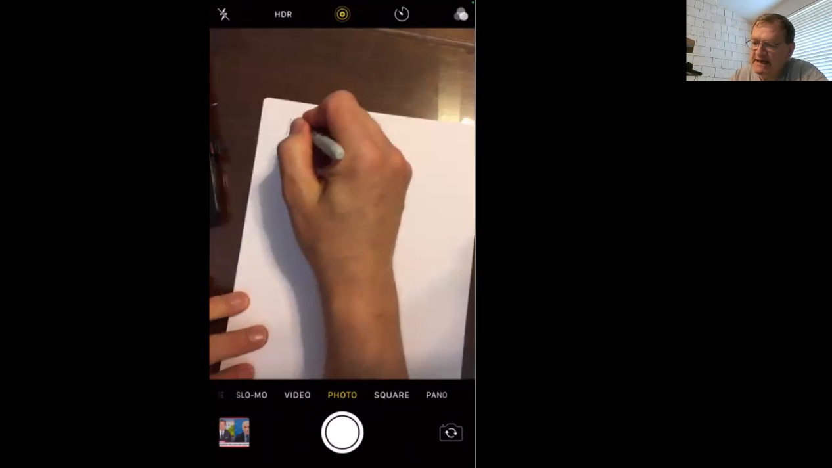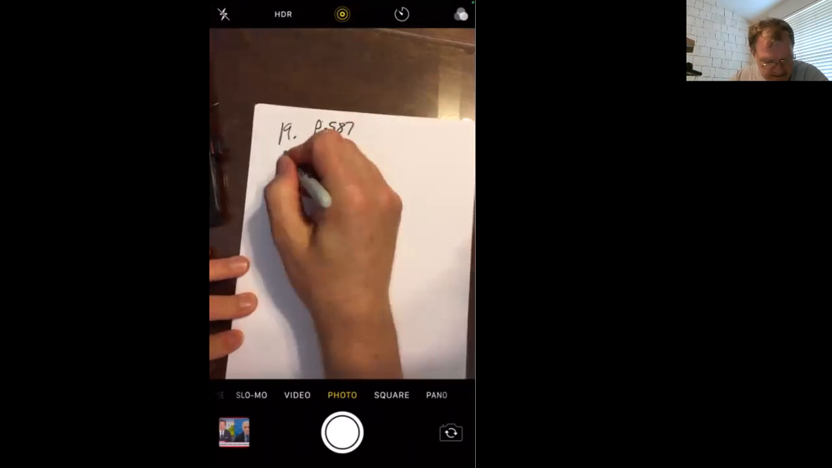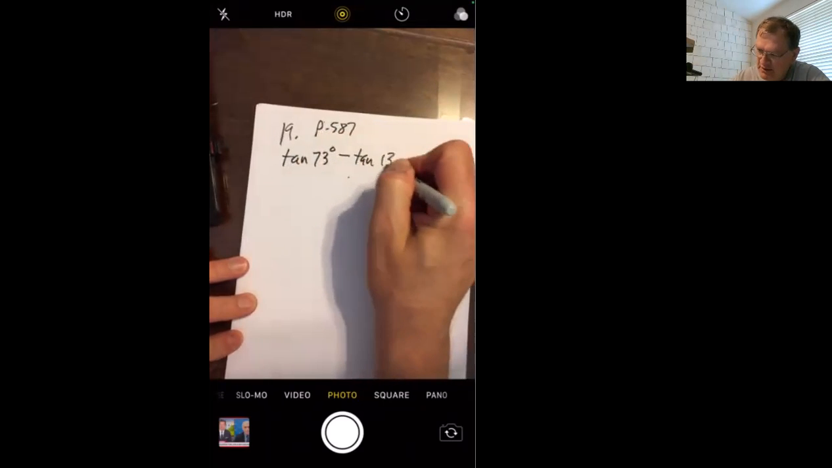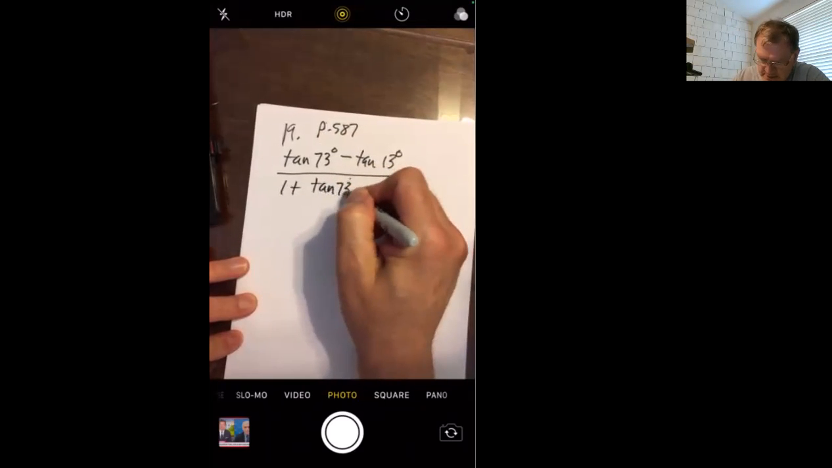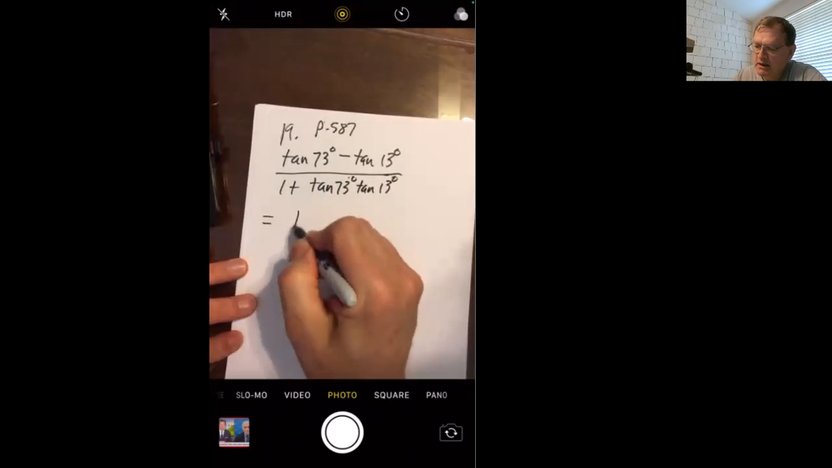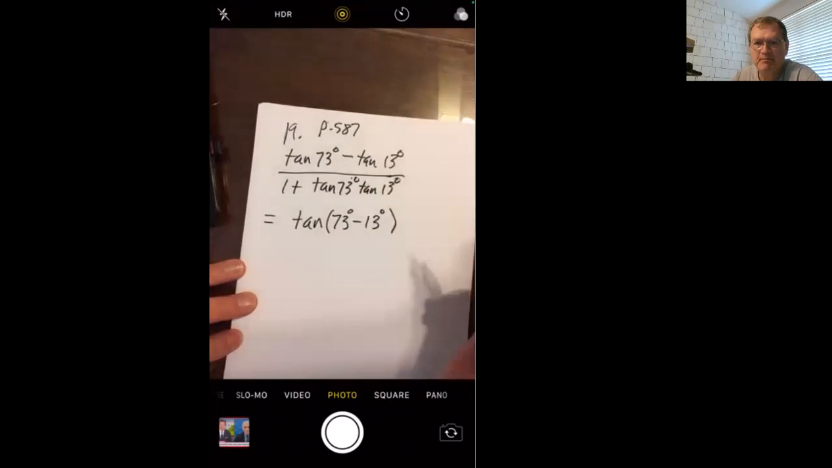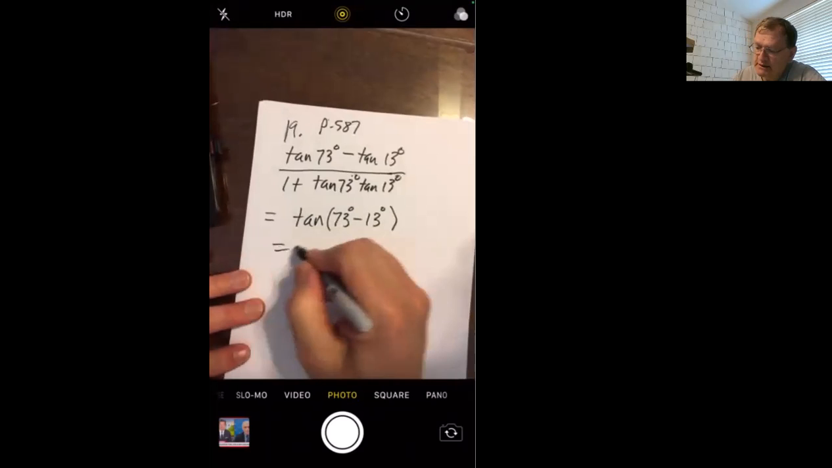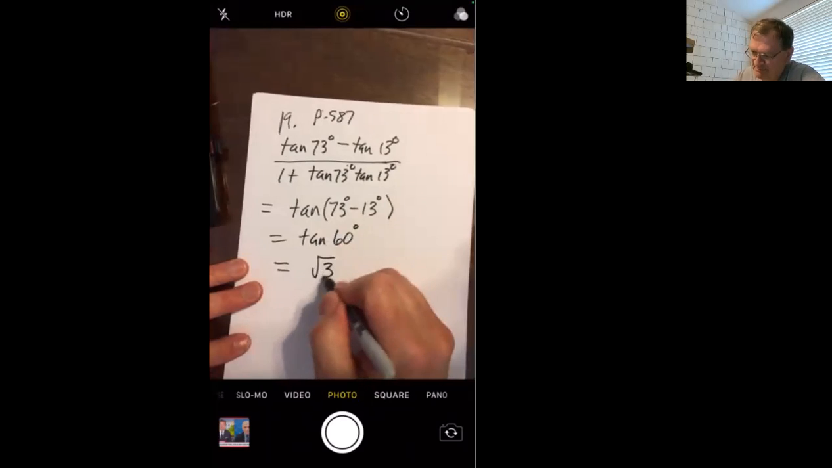Try tangent formula, number 19, page 587. Tangent of 73 degrees, subtract a tangent of 13 degrees, and you're dividing by the product, tangent 73 degrees, tangent 13 degrees. That would match a tangent of 73 minus 13 degrees. It distributes on top and then over 1 plus the product. Yeah. And that you can see is a tangent of 60 degrees, and that is root 3.